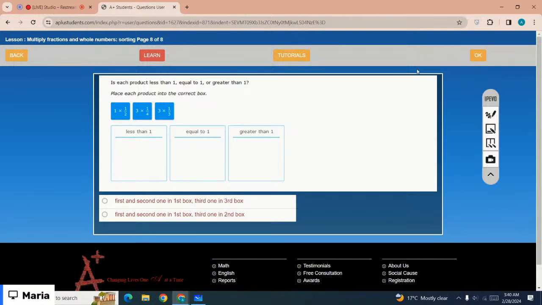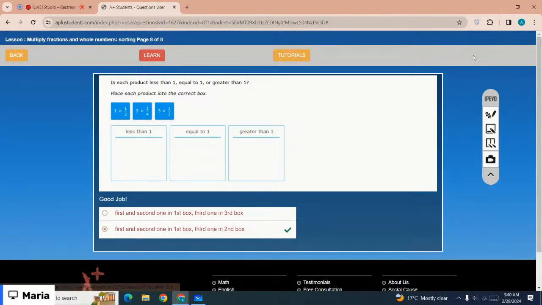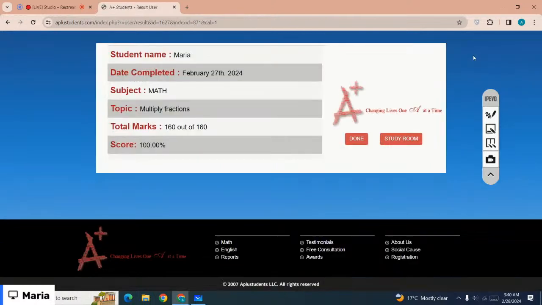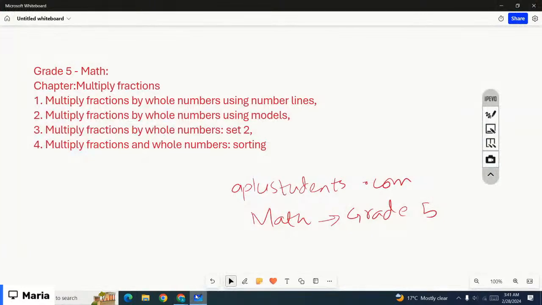Okay, we are done with the lesson. So we were working on grade 5 math. The chapter we were working on is multiply fractions. The lessons we have covered today are multiply fractions by whole numbers using number line, multiply fractions by whole numbers using model, multiply fractions by whole numbers set 2, and multiply fractions and whole numbers sorting, right?